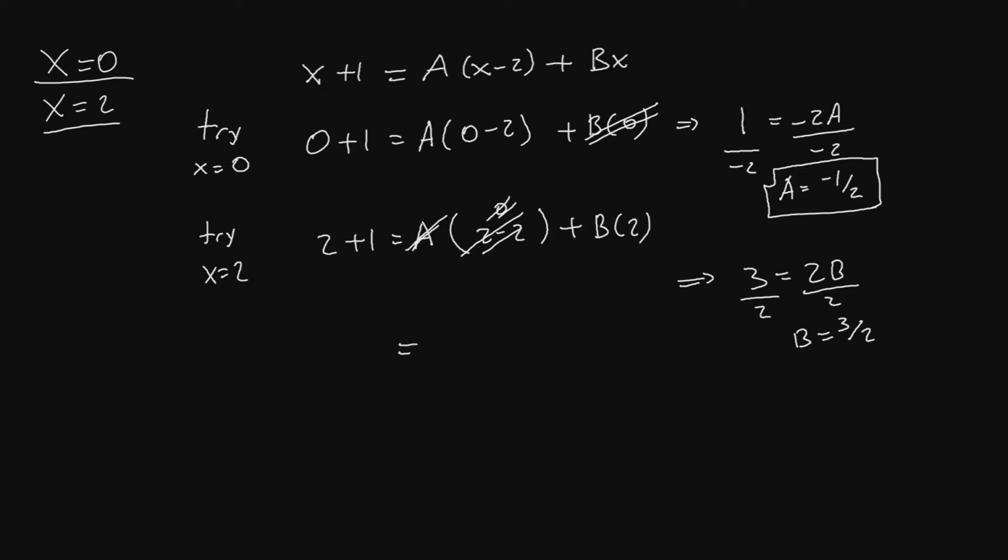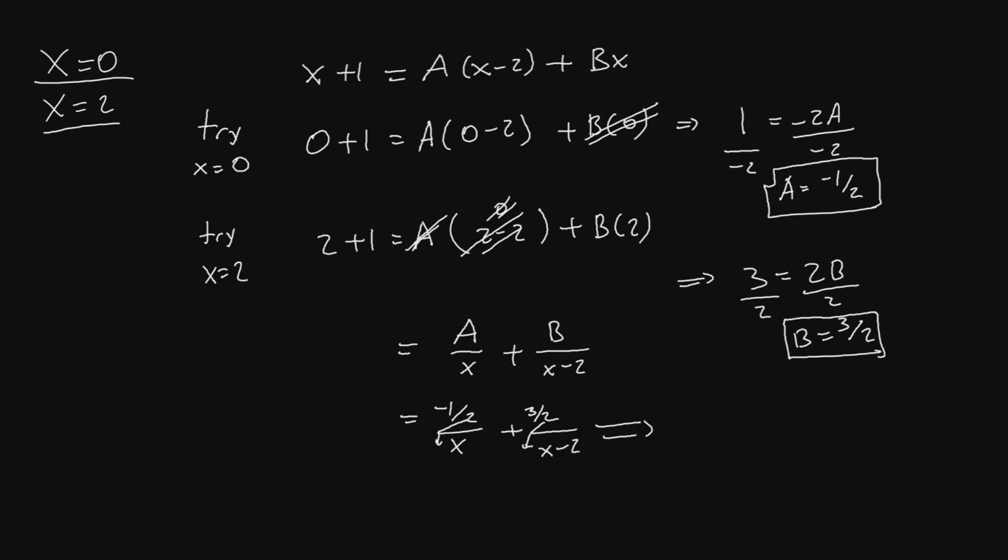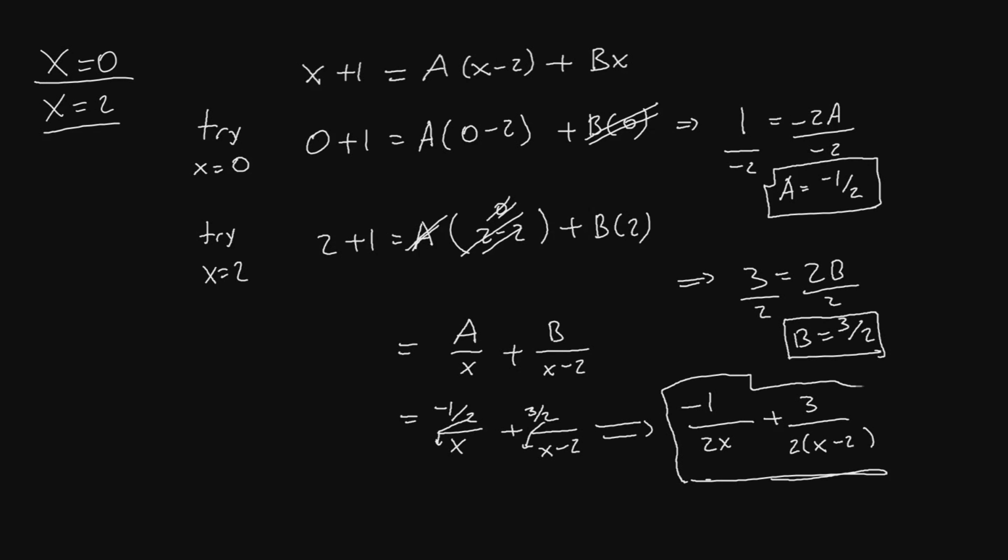So recall that our partial fraction decomposition was A over x plus B over x minus 2. Now we can place the numbers we just found, A and B, into their positions. So we'll have negative 1/2 over x plus 3/2 over x minus 2. If you'd like to make this look a little bit nicer, you can move the 2's down to the bottom. So a cleaner way to write this would be negative 1 over 2x plus 3 over 2 times x minus 2 in those parentheses. And that is how you get a partial fraction decomposition.